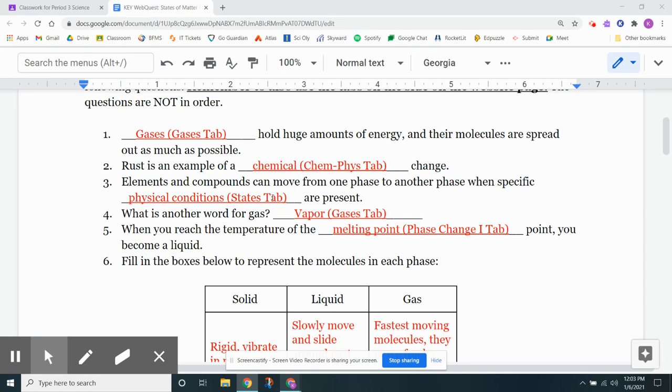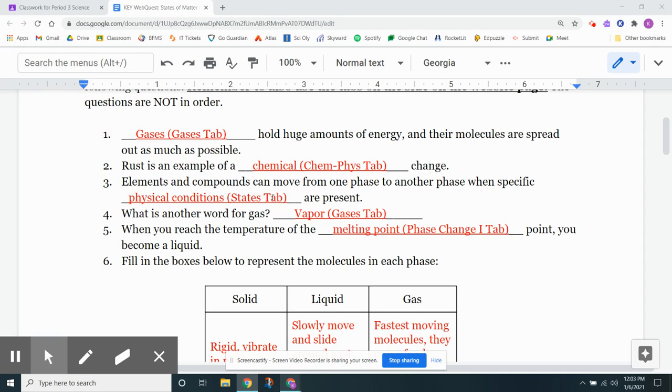Number 4, what is another word for gas? Another word for gas is vapor. That was from the gases tab. If you put water vapor, make sure you take out the word water because that literally limits it to only being gas of the water form. And there are lots of other gases, right? Helium, oxygen, nitrogen, kind of an endless list. So you want to make sure that it just says vapor for 4.